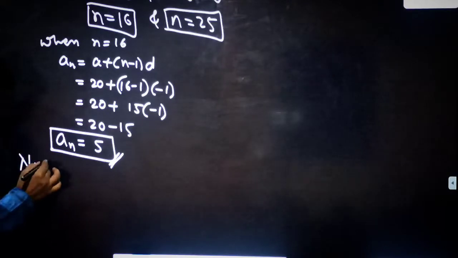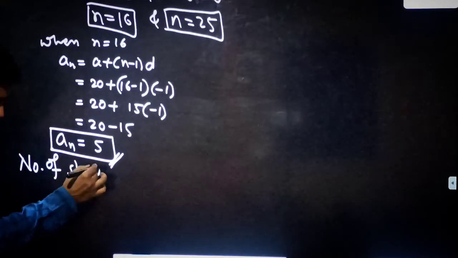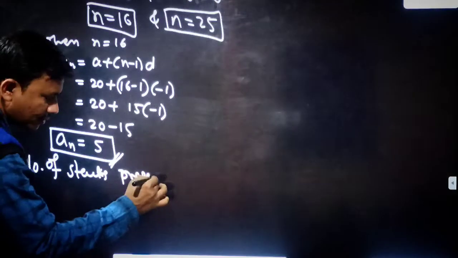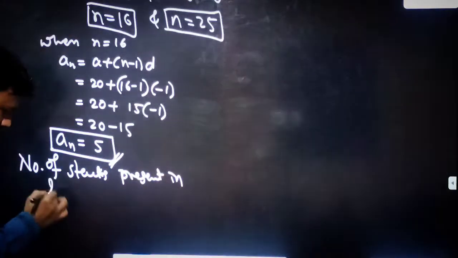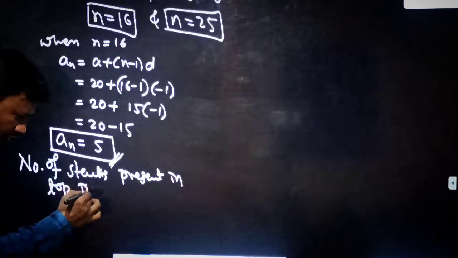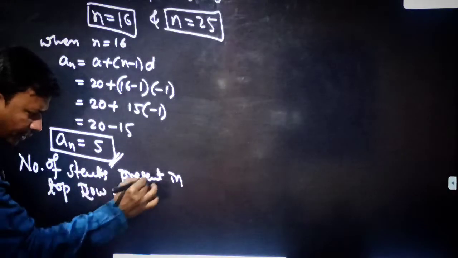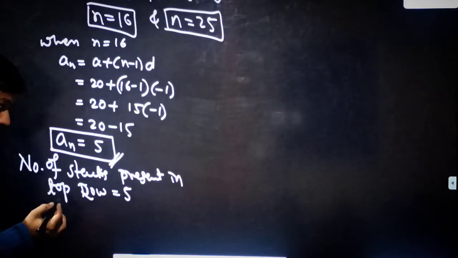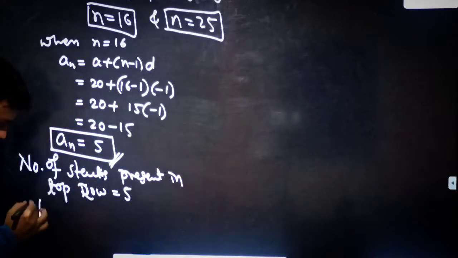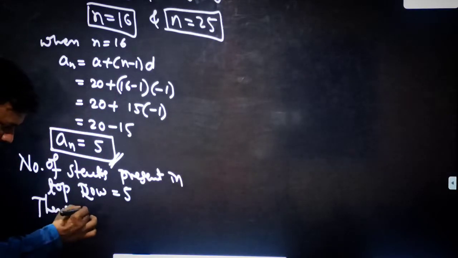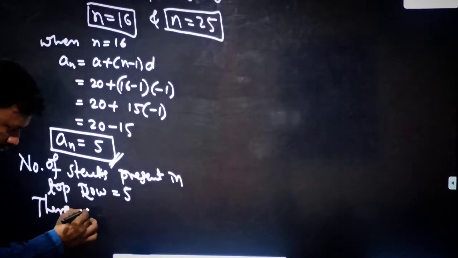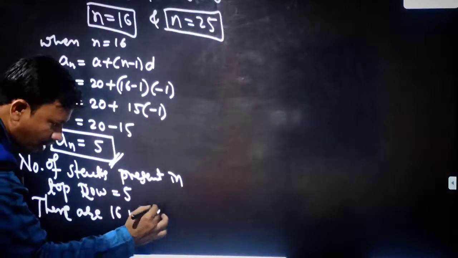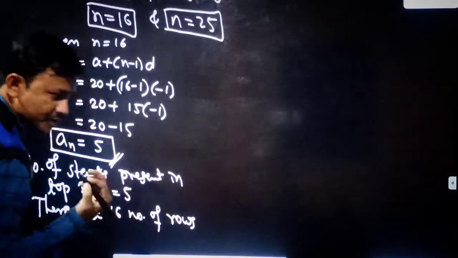Number of stacks present in the top row is equal to 5. Then how many number of rows are there? How many number of rows are there? 16. There are 16 number of rows. Correct?